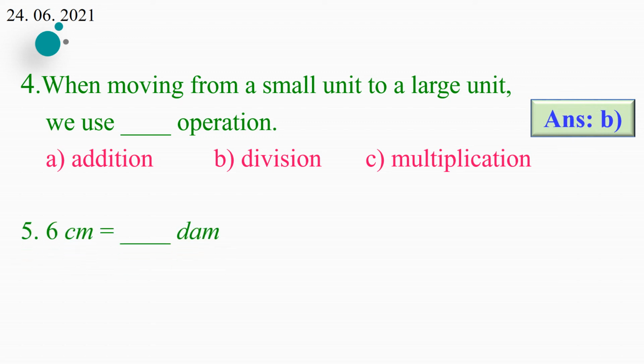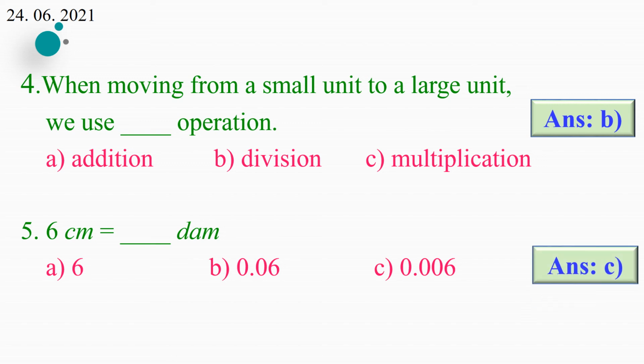Fifth one, 6 centimeter equal to dash decameter. Option A 6. Option B 0.06. Option C 0.006. Answer is C, 0.006.